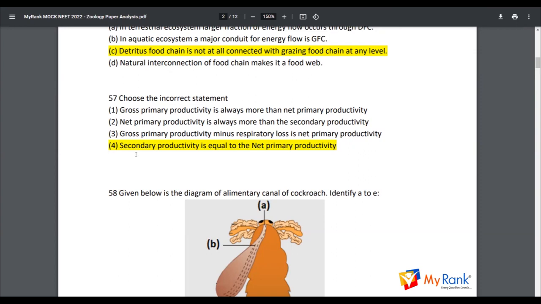So again, net primary productivity is less than gross primary productivity. Option 4 states that secondary productivity is equal to net primary productivity. Now this statement is false because as the productivity moves from one level to another level, only 10% is efficiently moving forward. So it is a wrong statement. It is never equal. It is less than the net primary productivity.